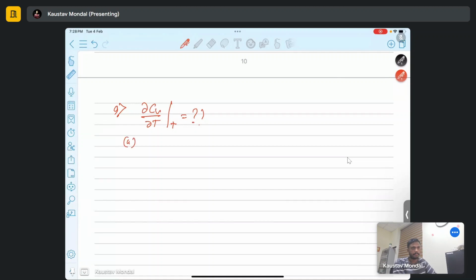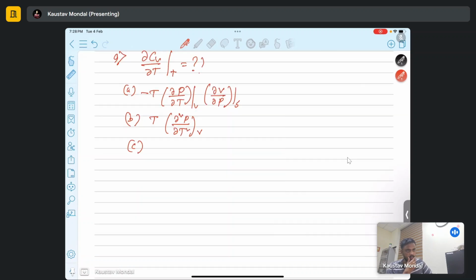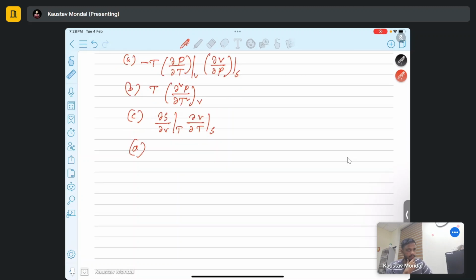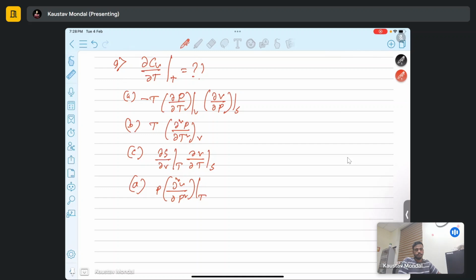So the options are: option A is minus T del P del T at constant V into del P del S at constant V, or option B is T into del square P del T square at constant V. Option C is del S del V at constant T and del V del T at constant S, and option D is P into del square V del P square at constant T. These are the four options that are supplied.